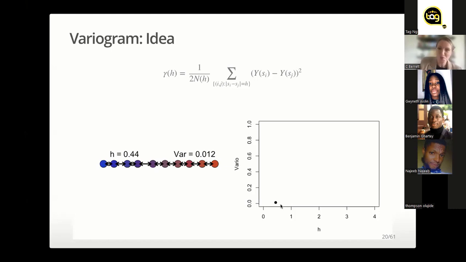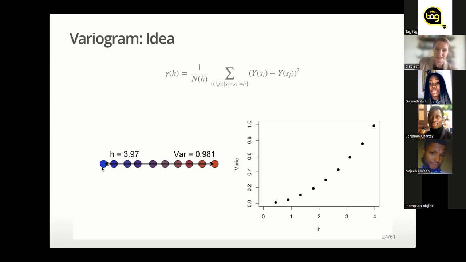Then we'll do it for another distance. I didn't draw all the arrows this time, but all points that are approximately 0.89 apart, which means about 2 points apart in this little toy example, we take their squared difference and compute the semivariance and it's 0.047. And then we do it for the next distance, 1.33, plot the semivariance, next distance, 1.79, etc. All the way until we have the last distance, the biggest distance possible.